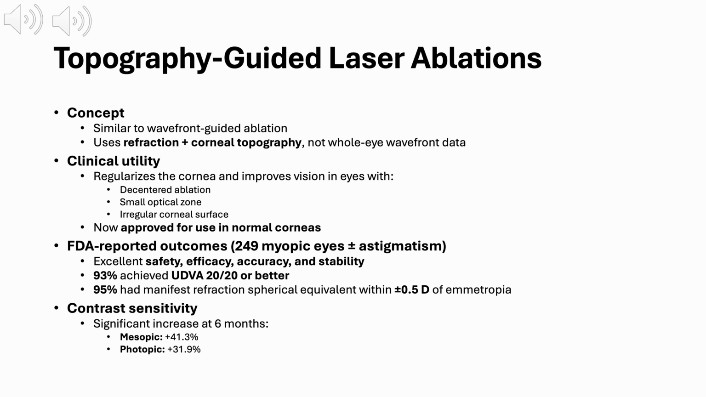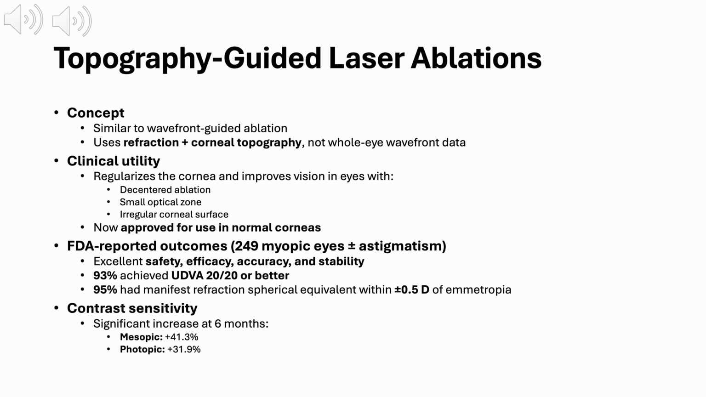Importantly, although this technology was initially reserved for irregular corneas, it is now FDA approved for use in normal corneas as well. This reflects growing evidence that improving corneal regularity alone can meaningfully enhance visual quality. FDA trial data in myopic eyes, with or without astigmatism, showed excellent performance across safety, efficacy, accuracy, and stability. Over 90% achieved uncorrected distance vision of 20/20 or better, and 95% were within half a diopter of emmetropia, which is well within modern refractive surgery benchmarks.